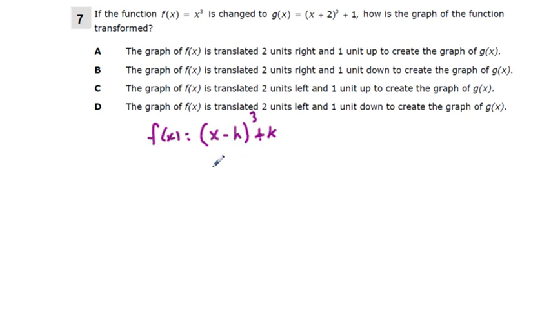But in this case, we're going to have x minus negative 2, right? So h would be negative 2, in this case cubed, and we'll have plus 1. And so we're going to shift to the left 2 units and up 1. And so that's going to be answer choice C.